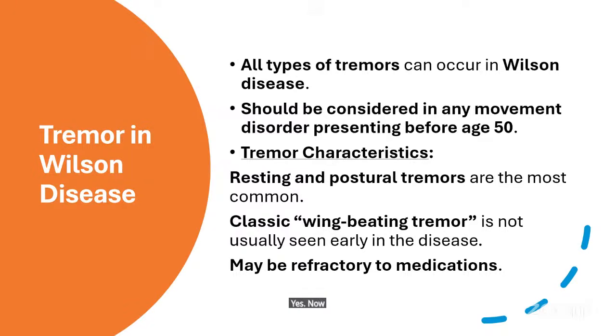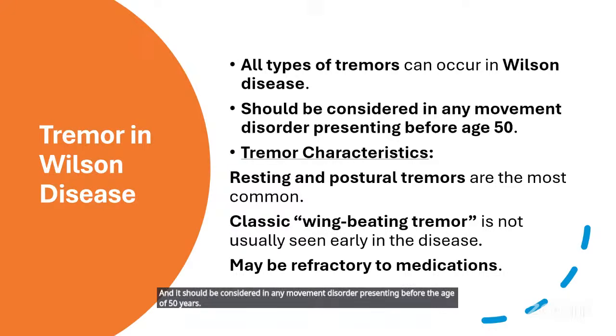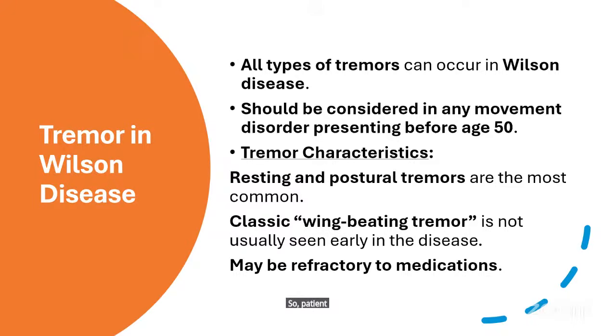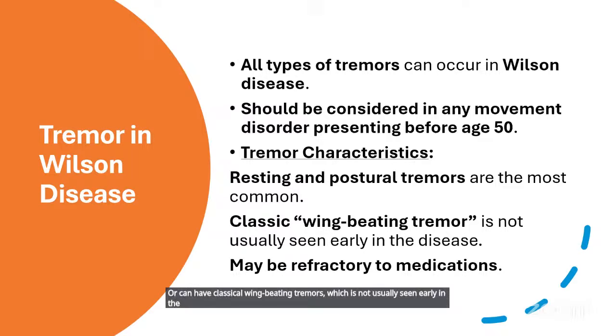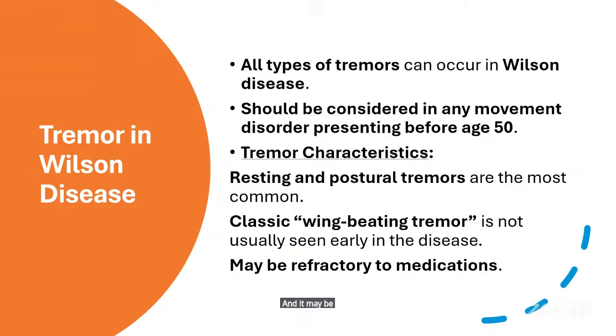Now, tremor in Wilson disease. All types of tremors can occur in Wilson disease, and it should be considered in any movement disorder presenting before the age of 50 years. So the patient can have resting as well as postural tremors, which are more common, or can have classical wing beating tremor, which is not usually seen early in the disease, and it may be refractory to medications.